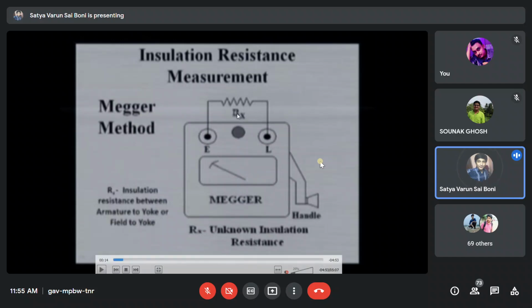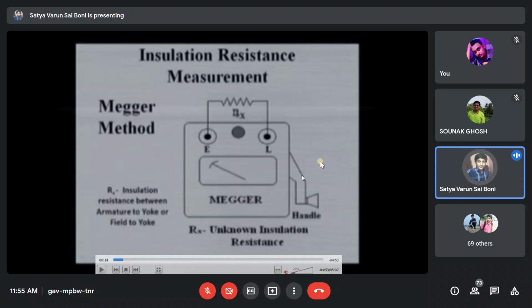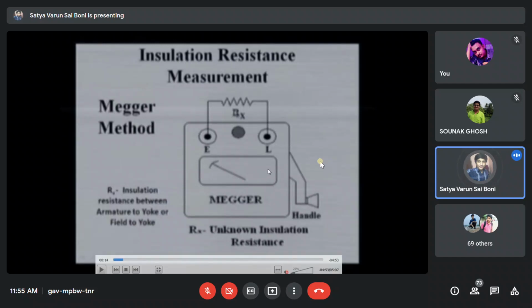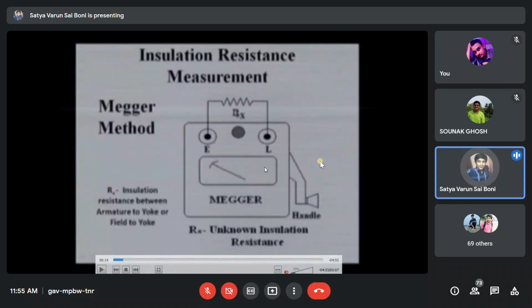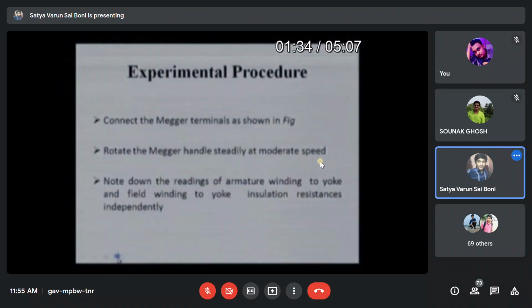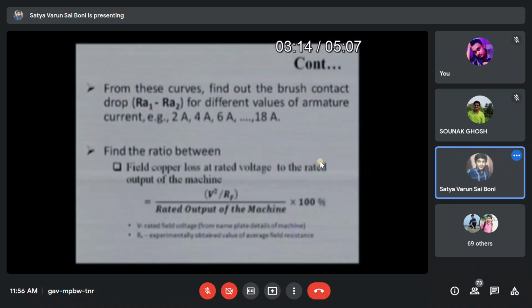This is the wire coming from the yoke. See, in real time it is very easy. I will show you clearly. This handle is nothing but we rotate it by hand so that we can get the value of the resistance. Here the scale is between 0 to infinity. This whole scale is between 0 to infinity. If you rotate the handle, the value of the resistance will be displayed in this meter. This is not that important.